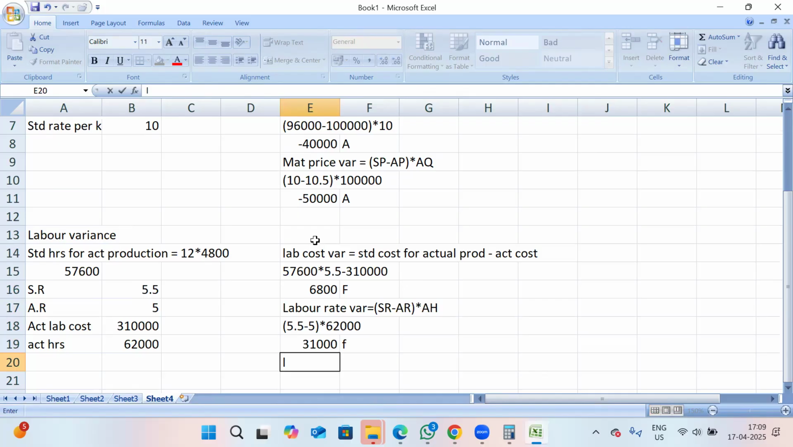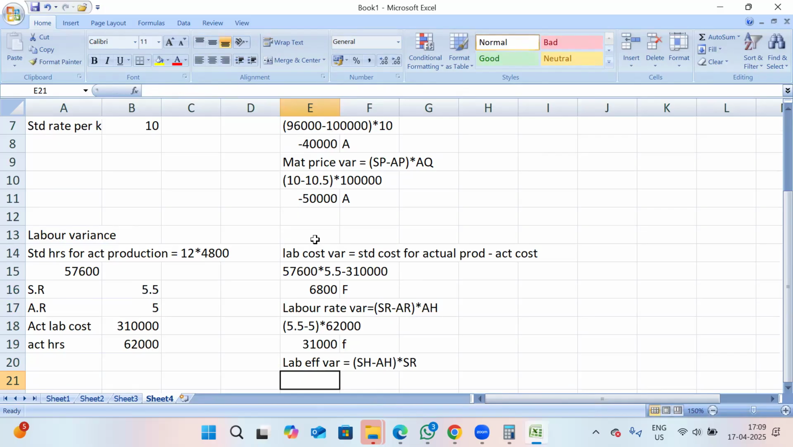Then labor efficiency variance. Efficiency, in the sense, refers to standard hours. So standard hours for actual production minus actual hours, that is, actual hours used for production. You have to consider actual hours used for production into standard rate.